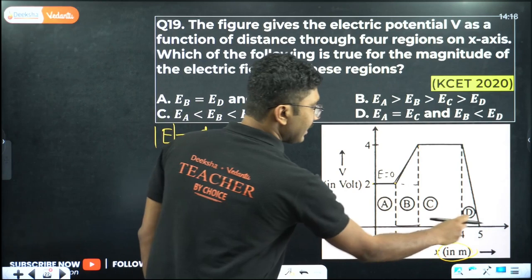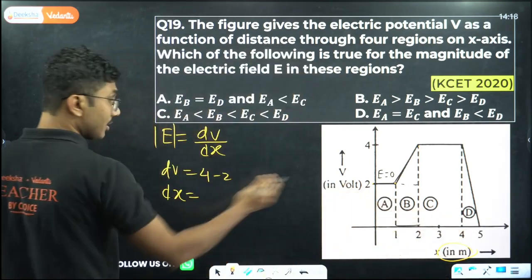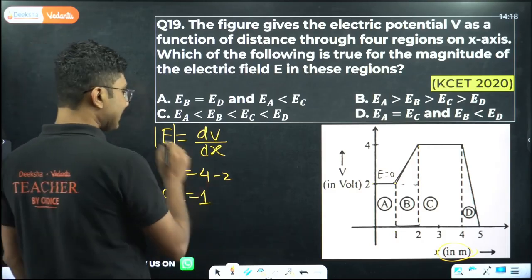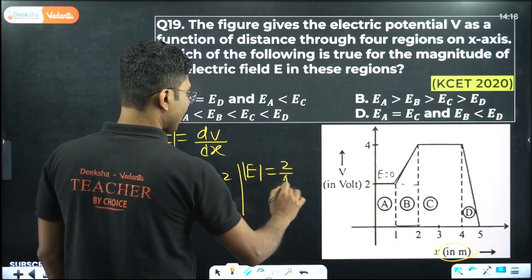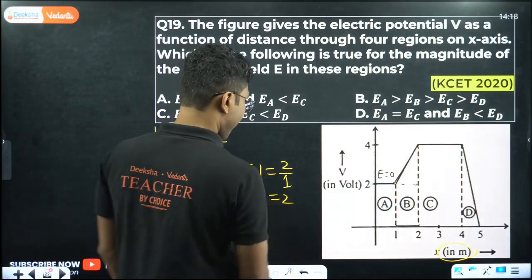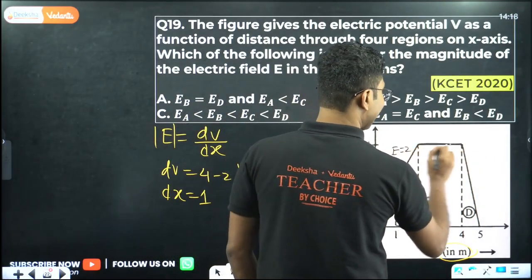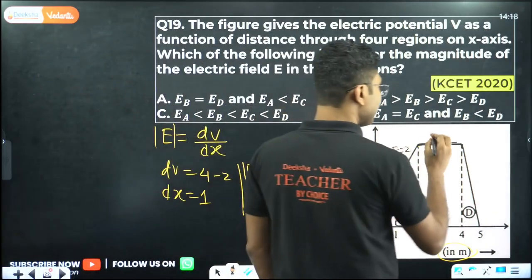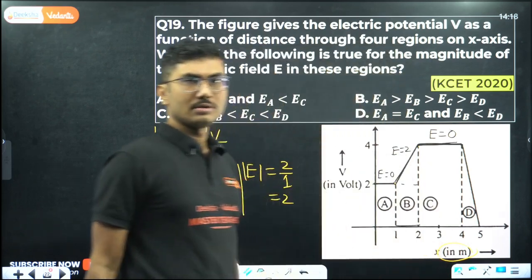In fact, every region is the same except the second one. So dx is 1. What is the electric field? Electric field will be 2 by 1, that is 2, right? So electric field here is 2. Again, for this entire region, the voltage is constant. So voltage is constant means dV is 0, so dV is 0 means electric field is also 0.